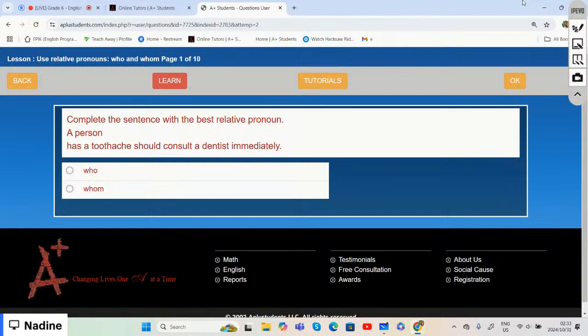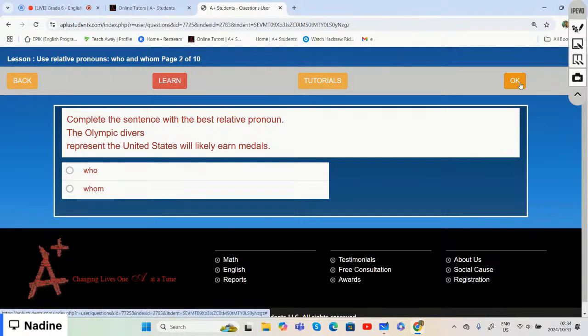And if we were to choose the correct option, we will say a person who has toothache. Yes, you need to go and see a dentist.